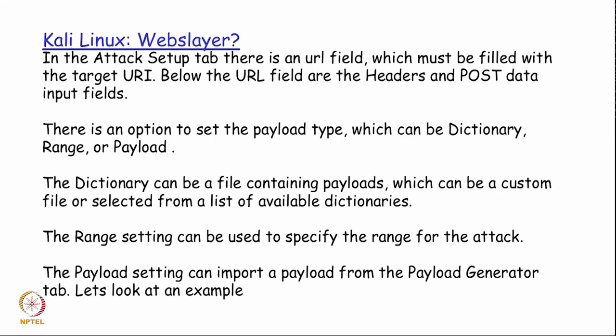So, whatever target URL we are trying to attack will be entered as part of this URL field, along with maybe the headers and the post data that was captured as part of my Live HTTP plugin. Now I have an option to set the payload type, which could be a dictionary, a range, or a known set of payloads.